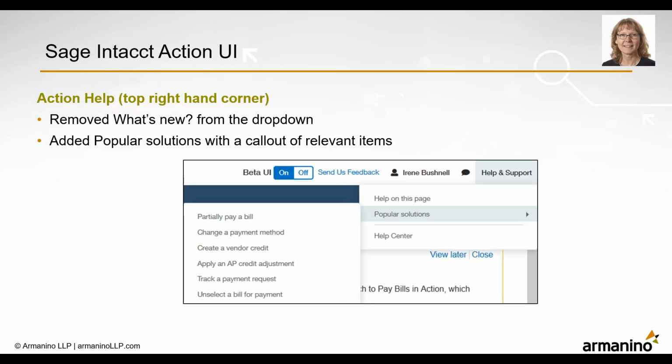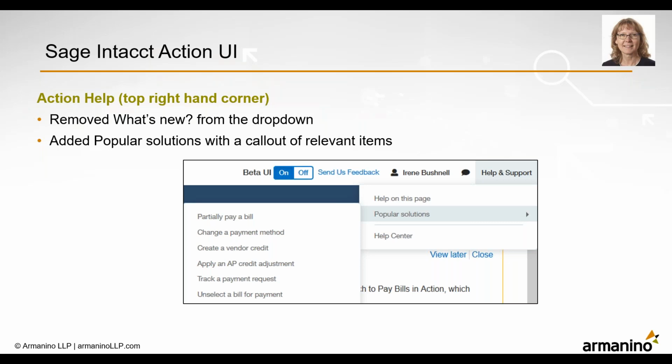Up in the top right-hand corner where your support call-out is, Intacct removed the what's new from the drop-down. There used to be a little what's new in the menu there, and then it would list below that any relevant topics related to the screen that you were on. Intacct made that a call-out.